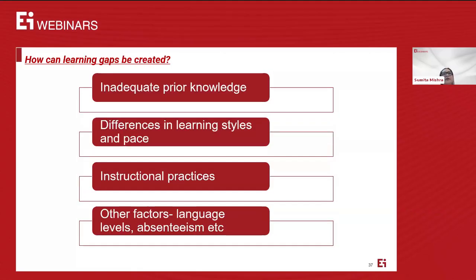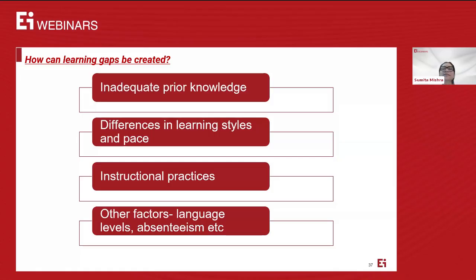How can learning gaps be created, therefore? Well, like we discussed, learning gaps get created when you have inadequate prior knowledge. What do we mean by that? If a student is not equipped with the skills that he needs for a particular grade level and he moves to the successive grade, he already comes with a learning gap from the previous grade. So his background knowledge itself is not fully adjusted for him to acquire new skills. So this becomes a major source of learning gaps being created in the classroom.